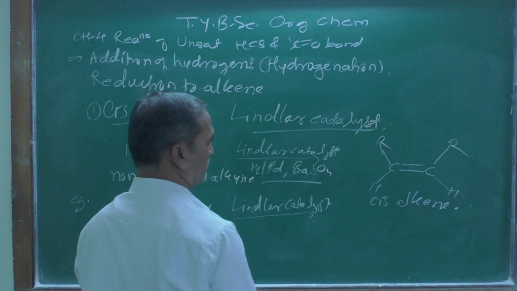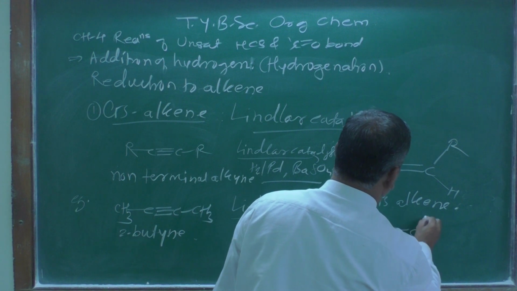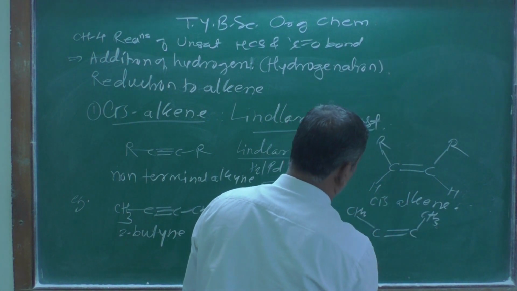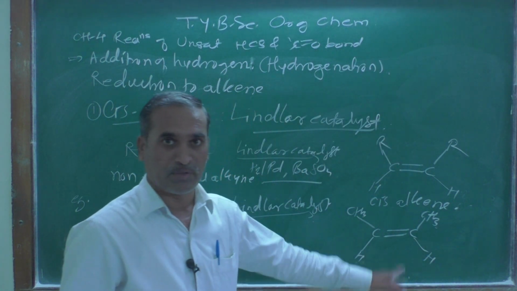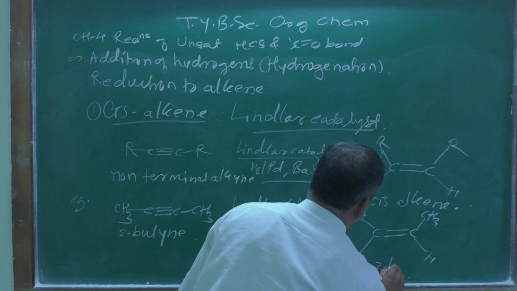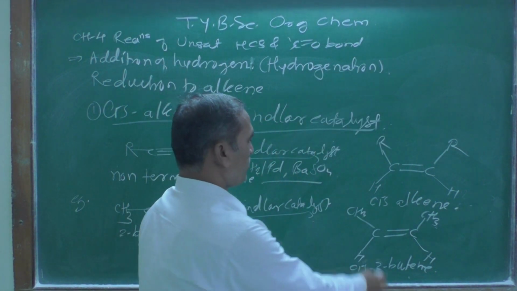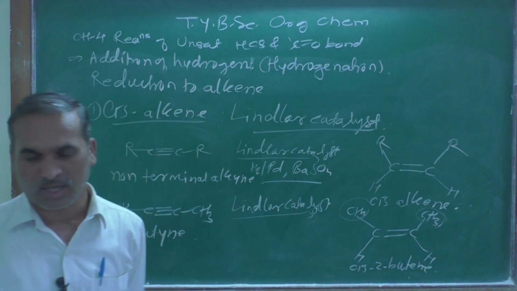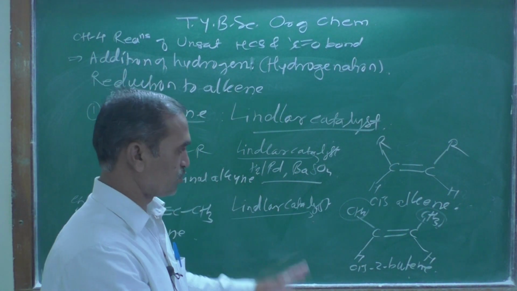what do you get? The product is this one: carbon-carbon double bond, a methyl group here, another methyl group here, one H here, another H here, and the name of this compound is cis-2-butene. Why cis-2-butene? Because both the methyl groups are on the same side of the carbon-carbon double bond, and therefore it is known as a cis isomer.